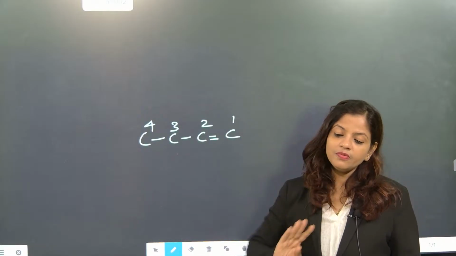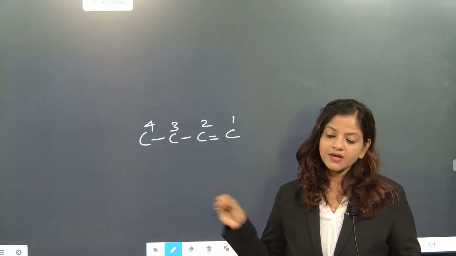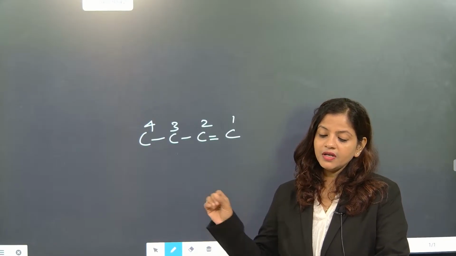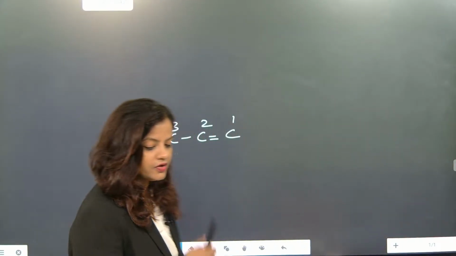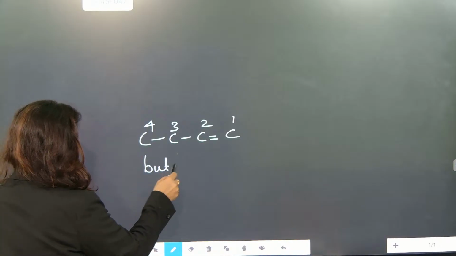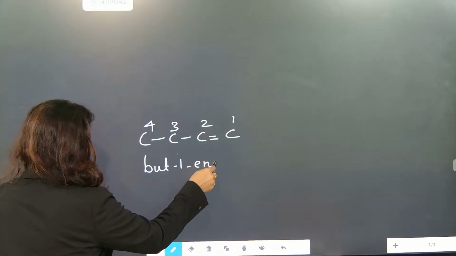If you will not be doing it, that will also be going wrong. But-1-ene. That's the correct answer. But-1-ene is the correct answer. Very good. So but, butane, but. And in the first location, ene is there. So but-1-ene.